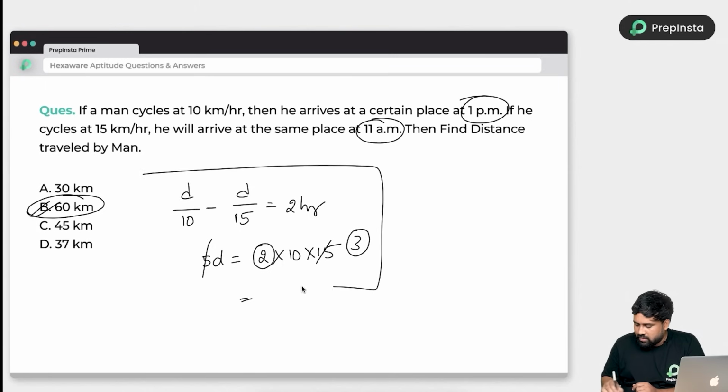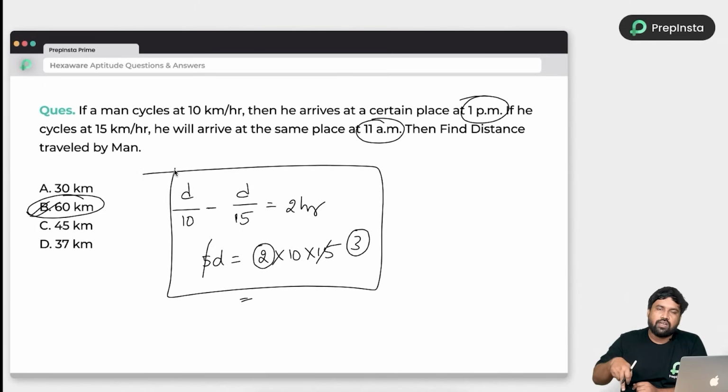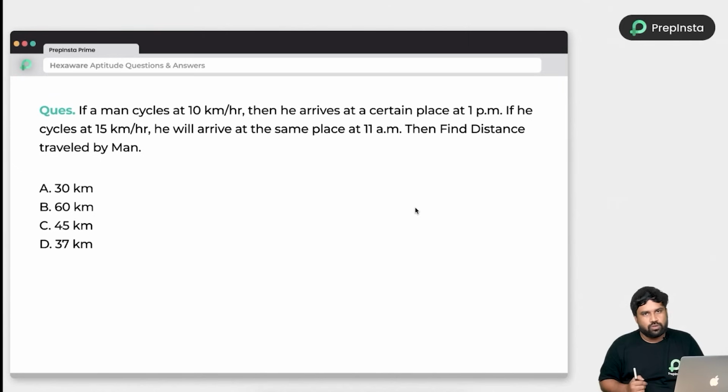See, in order to do this, you need to learn for at least 10-15 minutes. But in the examination, you will save at least 10 seconds when compared with others, and you will be in the selection zone. So this is how you need to do the problem.